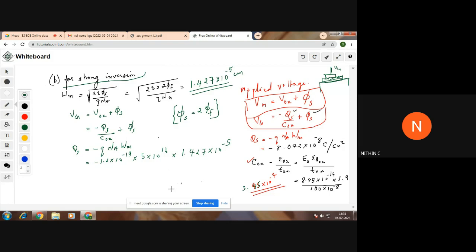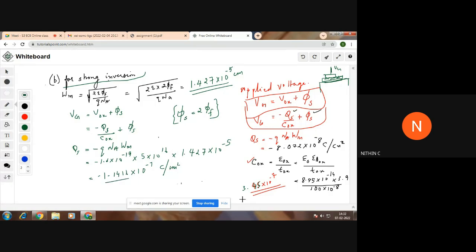Yes, that's correct. Where did you say the value of QS? The value of QS or QDM, that is what you said? Yes, okay, that's correct. Take it as minus 1.1416 into 10 raised to minus 7, coulomb per centimeter square. So you got the value of QS.